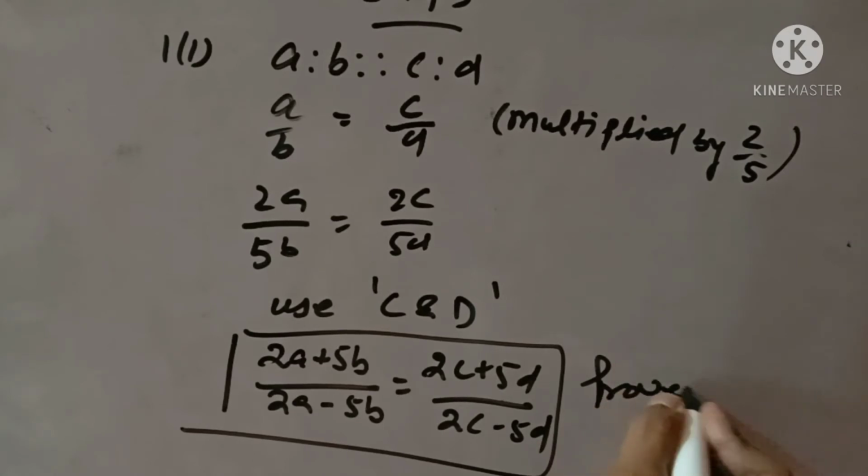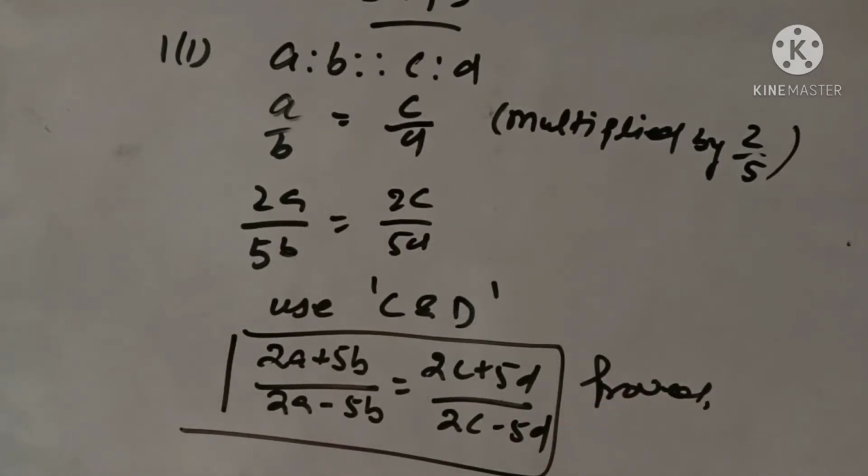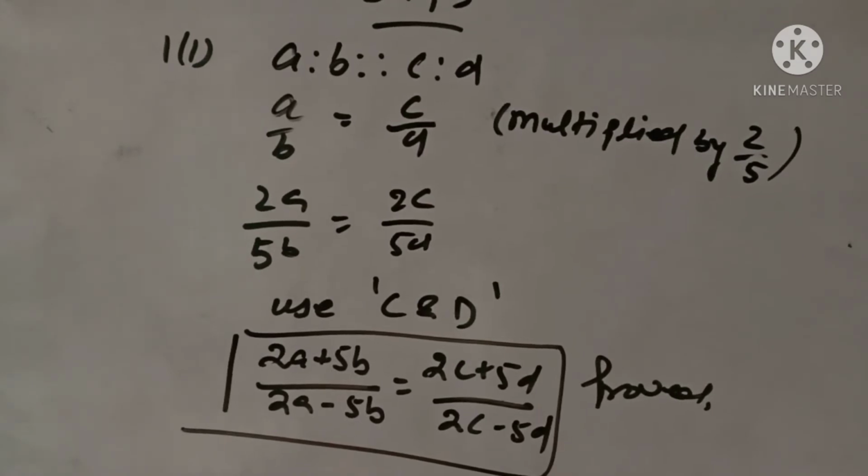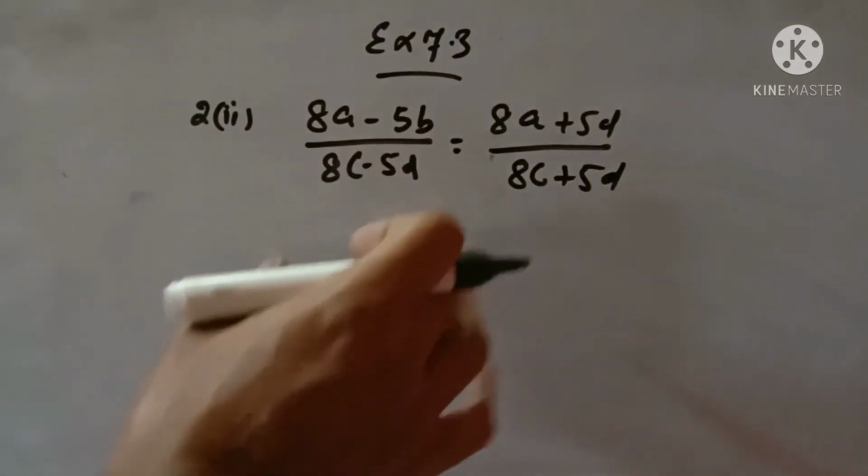Proved. Write down please. Now question number 2.2. It is asking that 8a minus 5b by 8c minus 5d is equal to 8a plus 5b by 8c plus 5d. Prove that a by b is equal to c by d. Here which term do we have to use? According to the formula I told you to remember, here we will use alternando. Write down the question first.